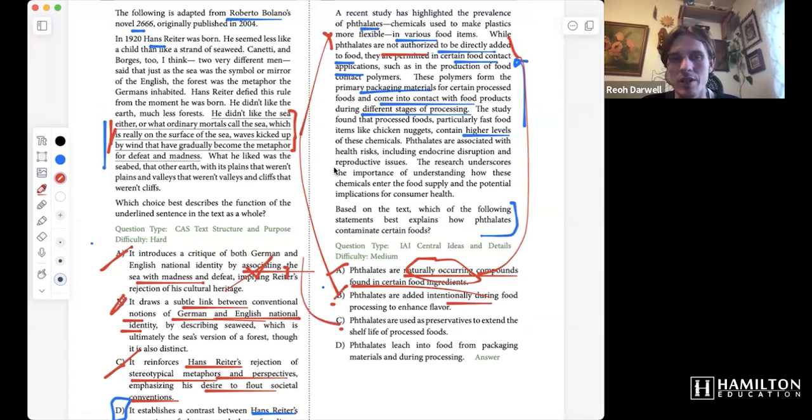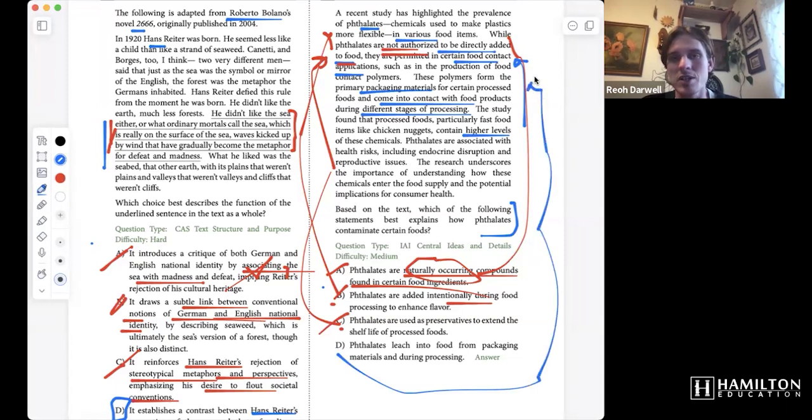C is wrong for the same reason as B is wrong, right? They cannot be added directly to food. So those are the reasons why A, B, and C are wrong. Why is D correct? Well, it seems logical that if they're not allowed to be directly added, but they are allowed to be in the packaging, then they're probably getting into the food during packaging and processing. So that's how we arrive at D for this question 9.